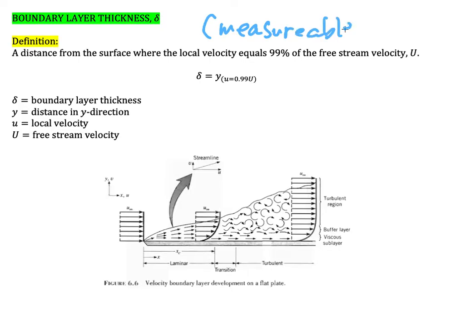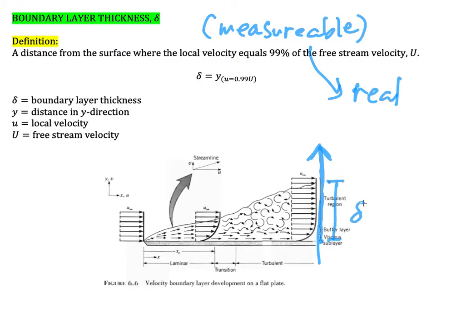So what is the meaning of measurable here? Because it's real, we could prove it in experimental works. If we have a very clear boundary layer, it means that we could measure from here to here, parallel with the y-axis. So this is the delta.